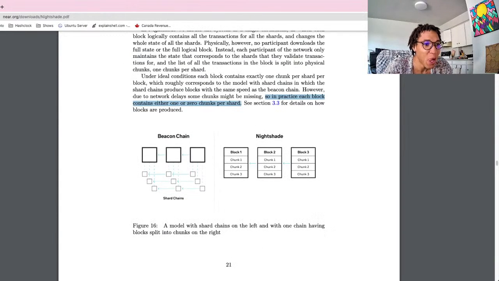Anyways, here's the beacon chain and here's the shard chains beneath it. And with Nightshade, what they're saying is the beacon chain and the shard chains are all moving in unison, I suppose. A model with shard chains on the left and with one chain having blocks split into chunks on the right.